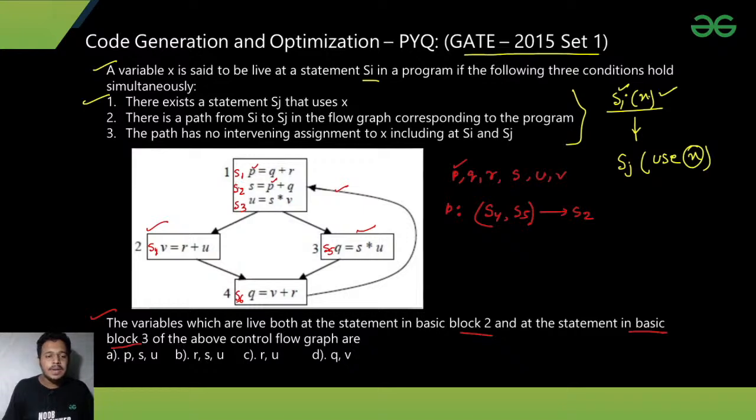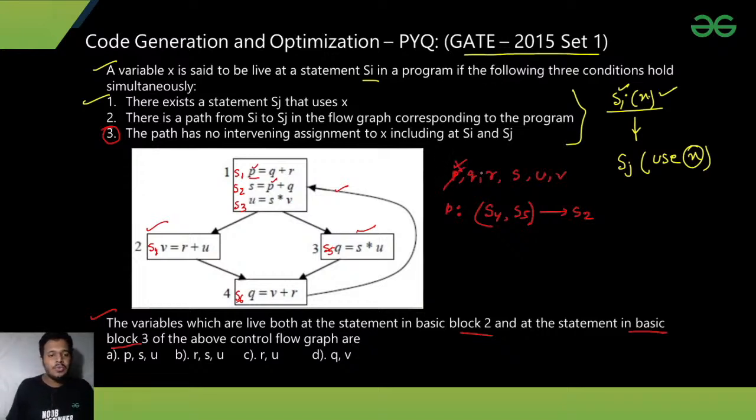Okay, so in statement 2, whatever value this variable p is using is assigned by statement 1. So it is discarding, or you can say it is violating, our condition 3, because condition 3 says that there should not be any intervening assignment to x, but there is an intervening assignment, right? So P won't be live in block 2 and 3. So we are discarding P; P won't be live.